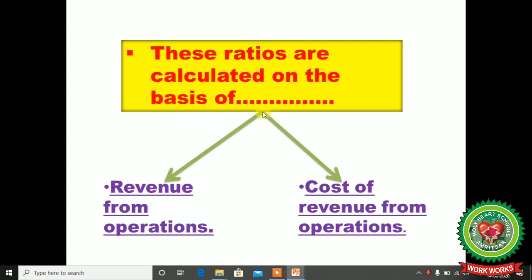These ratios are calculated on the basis of the revenue from operations and cost of revenue from operations. So here revenue from operation is the cash generated after sales, and cost is what was used with the revenue from operation, meaning you deducted the profits from the sales.